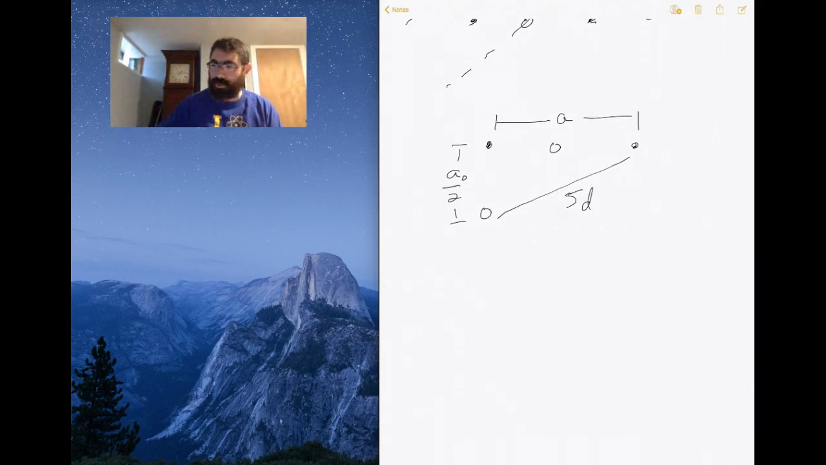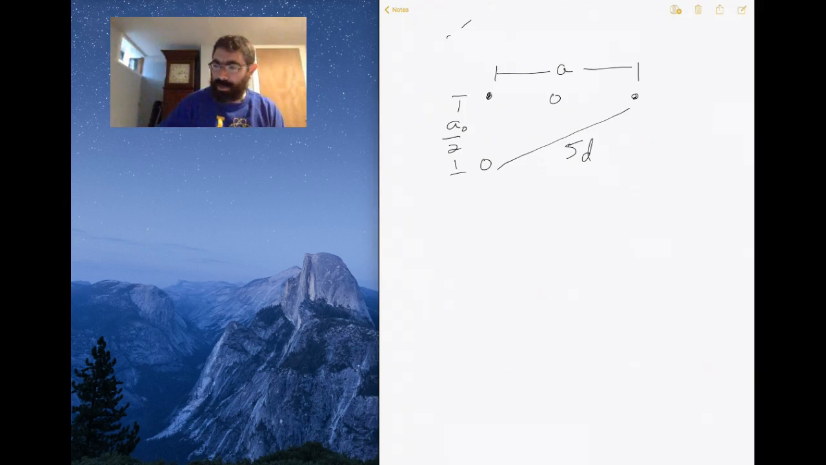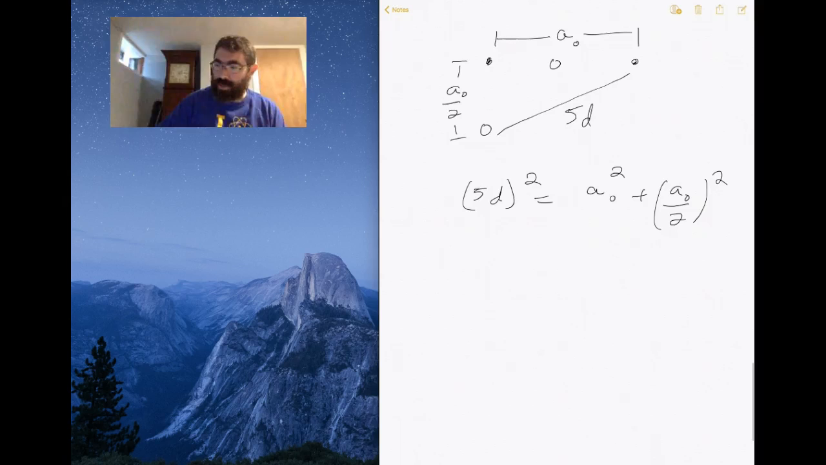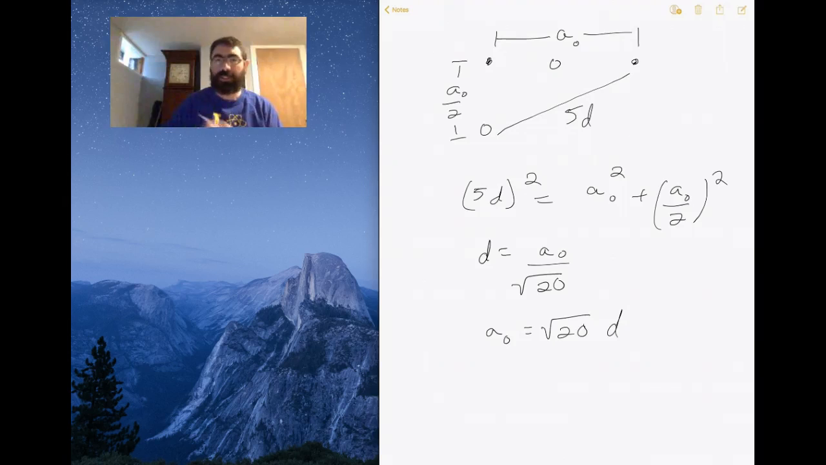And so if you do a little work with Pythagorean theorem, you would get 5d squared is equal to a0 squared plus a0 over 2 squared. And when you work out all the mathematics of Pythagorean theorem, you would get a d of a0 divided by the square root of 20. So then a0 is the square root of 20 times d.